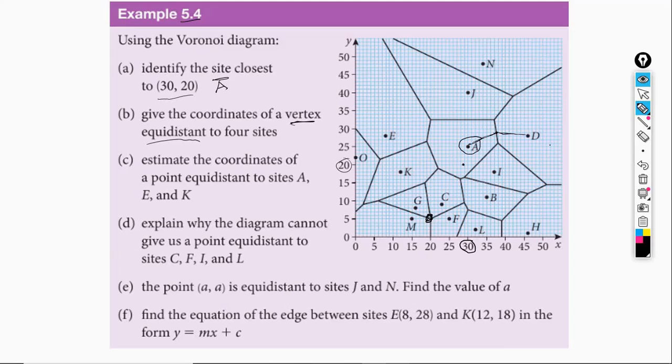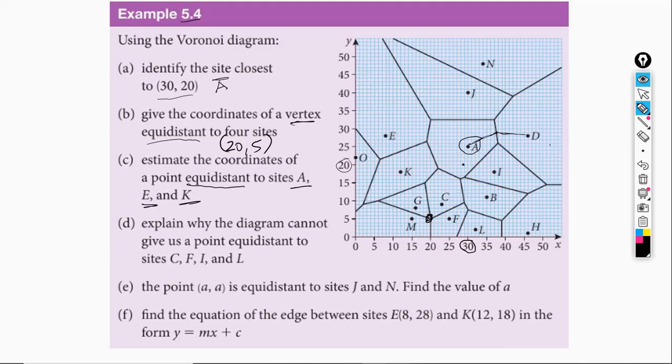And that vertex is at approximately 20, 5. So that would be the coordinates of that vertex. Part C says estimate the coordinates of a point equidistant to sites A, E, and K. So we need something that is close to E, A, and K. It has to be on all those three sites' cells, edges.